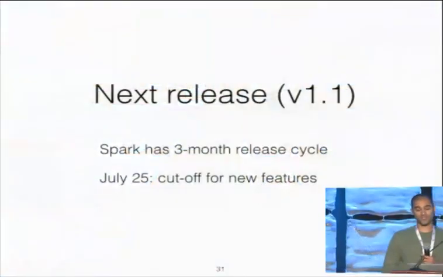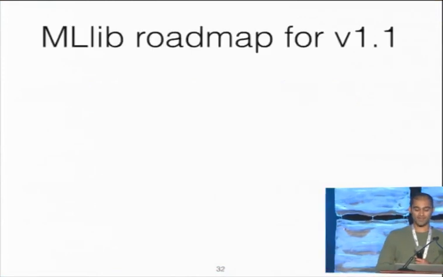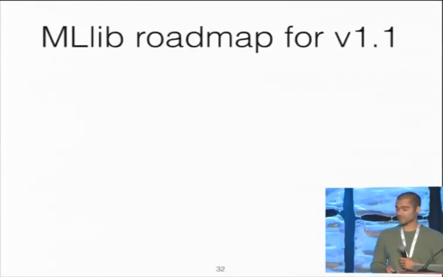Okay, so that's some examples. I'd next like to briefly conclude by talking about the roadmap for MLlib moving forward. As you may have heard by now, Spark is on a 3-month release cycle. So the next release, the cutoff for features, is the end of July. And so what do we have planned for this next release?